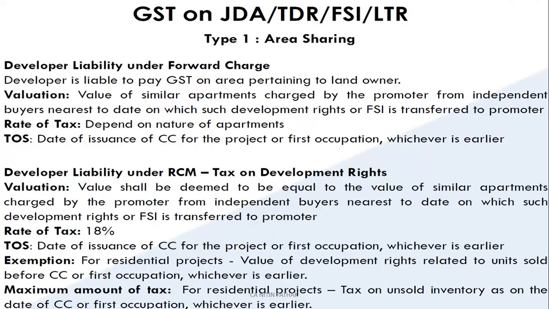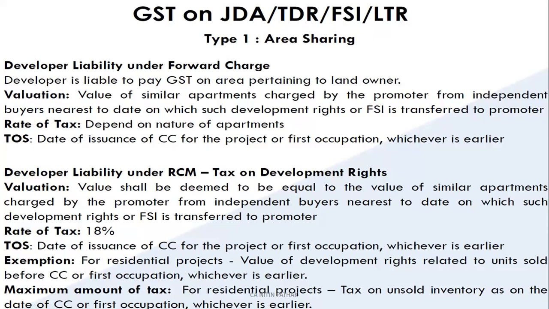So we are giving one example on area sharing. Developer's liability under forward charge. It would be very clear at the time of example. Let's take it one by one. Okay. Developer is liable to pay GST on area pertaining to the landowner. What did we say earlier? In the earlier example there were 12 units, out of which 5 units were of the landowner, 7 of the developer. Now in the next example there are 100 units, 20 for the landowner, 80 for the developer.